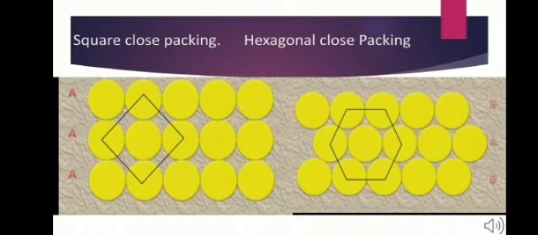In the first figure, you can see that the coordination number of the sphere is 4. If the centers of 4 neighboring spheres surrounded by any central sphere are joined, then a square is formed. Hence, this packing is called square close packing. Now look at the second figure. The centers of the 6 spheres surrounding any sphere are at the corners of a regular hexagon. Therefore, this type of packing is called hexagonal close packing.